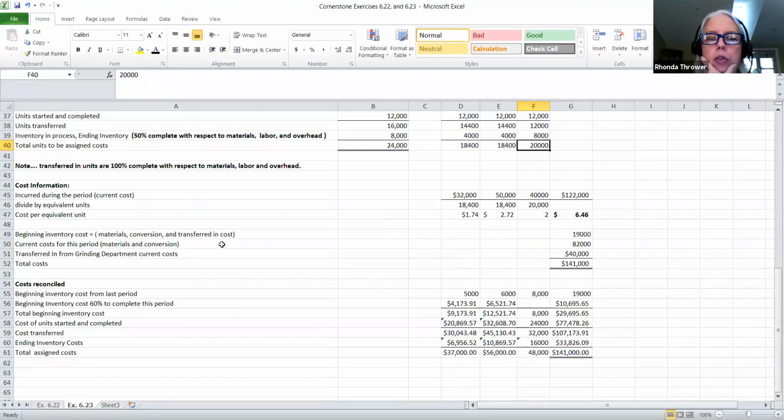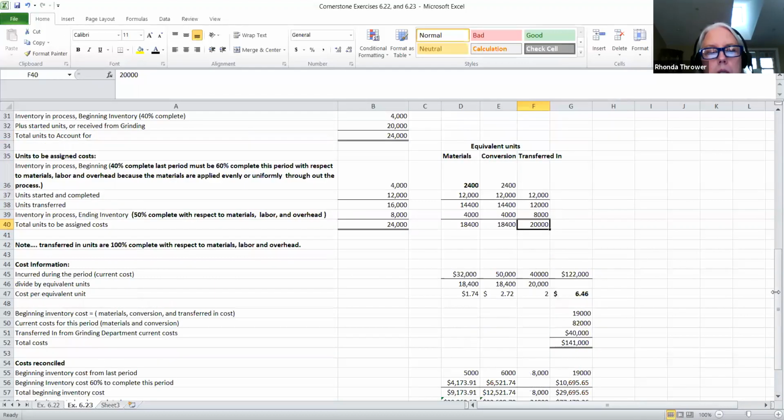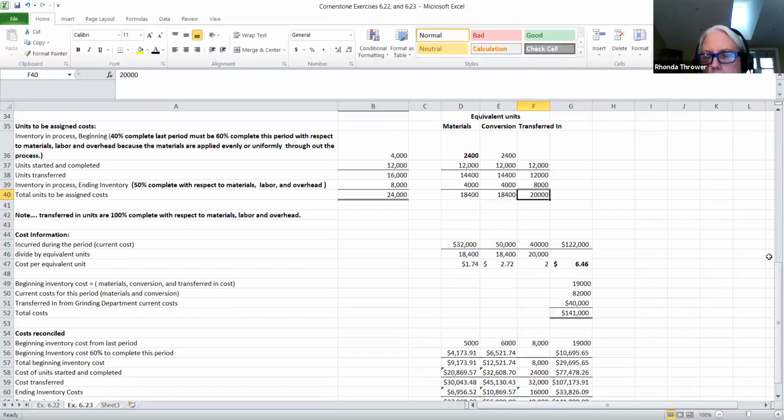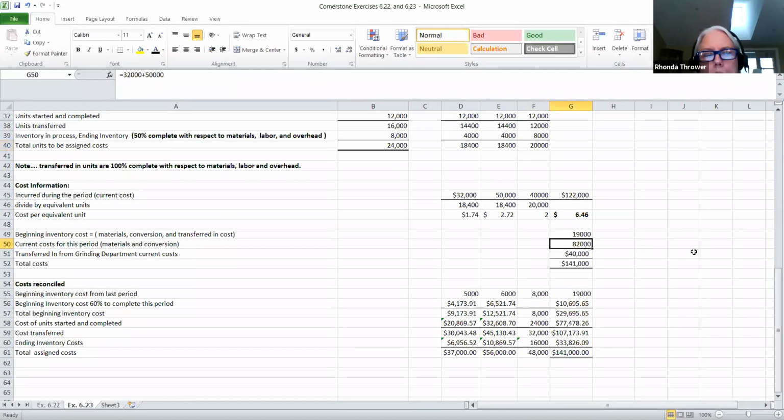Then what we do is we take the cost information that was given to us. We had some materials, some conversion cost, and transferred costs that were all combined together to get 19,000. All of this information was given. There were 5,000 of beginning inventory cost in materials, 6,000 in conversion, and 8,000 in transferred cost. That's where I get the 19,000 here. The current costs for this period are materials and conversion. So the current costs were given to you in your information from above. The current cost of materials was 32,000 and conversion was 50,000. 32,000 plus 50,000 is the 82,000 we're talking about here.